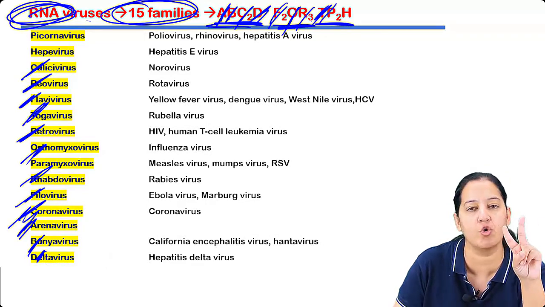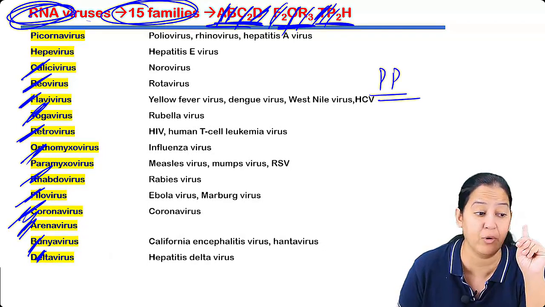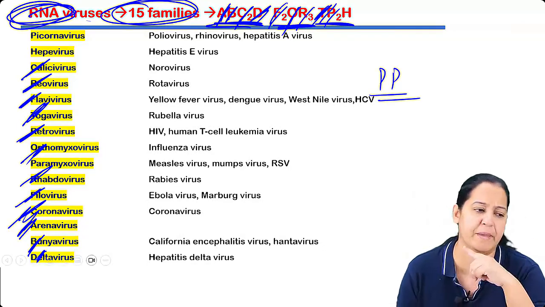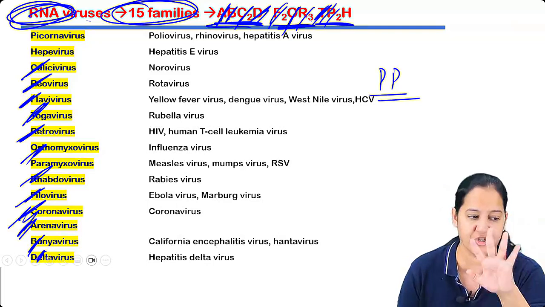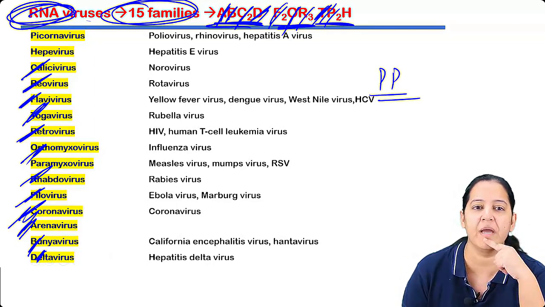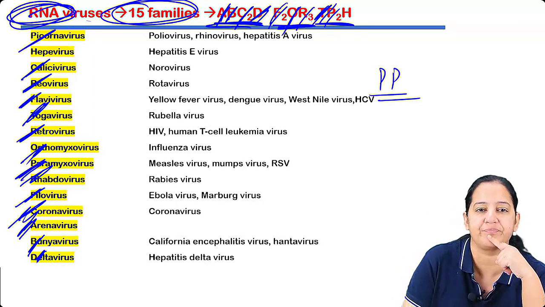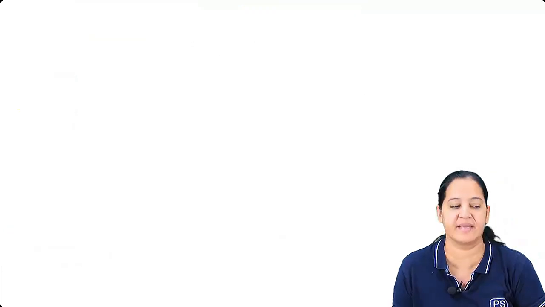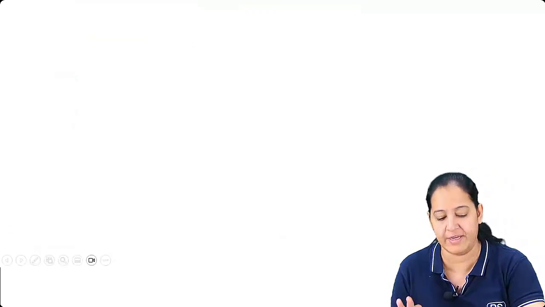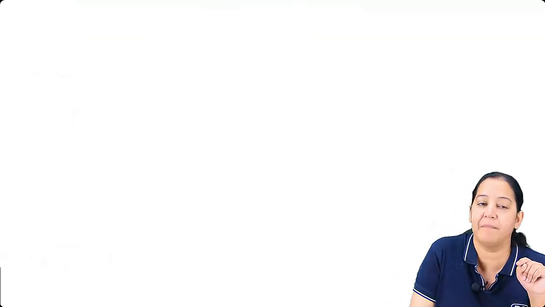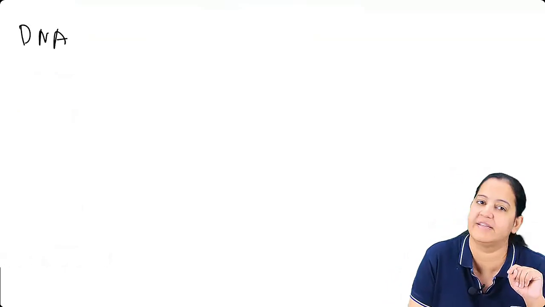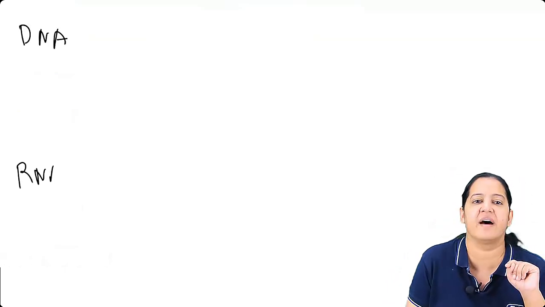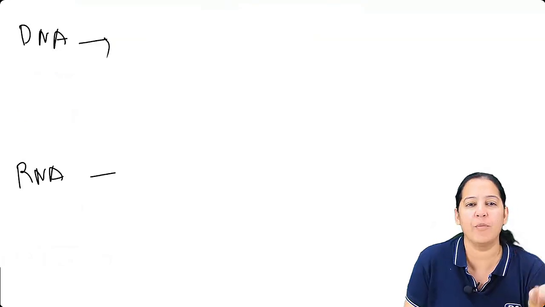There are 2 P. Don't take P lightly, because you get many questions on P, and there will be a lot of confusion. I will show you the question also. What are the 2 P? Paramyxo and picorna. And last is H, hepe. Listen, I will make it easy. At first look it may seem difficult, but it's not. It's easy. DNA virus, RNA virus.